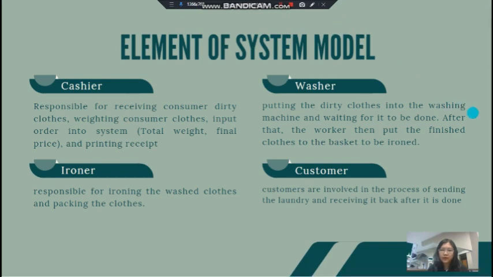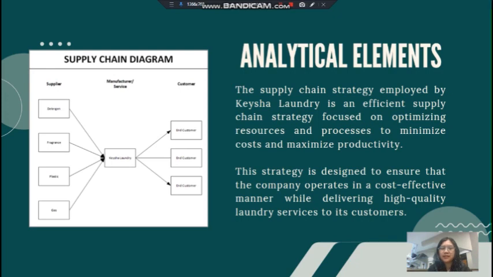Okay, so for the next, we're going to present the analytical elements. So here, we're going to talk about the supply chain diagram. For this Kesha Laundry, the supply chain structure relies on a variety of suppliers. This includes suppliers of gas for the steam iron, detergents used in the laundry process, fragrance fabric softeners for ironing and post-ironing fragrance, and also the plastic wrapping and garment covers required if clients do not bring their bags. So these products are essential for the laundry's clothing finishing procedures.